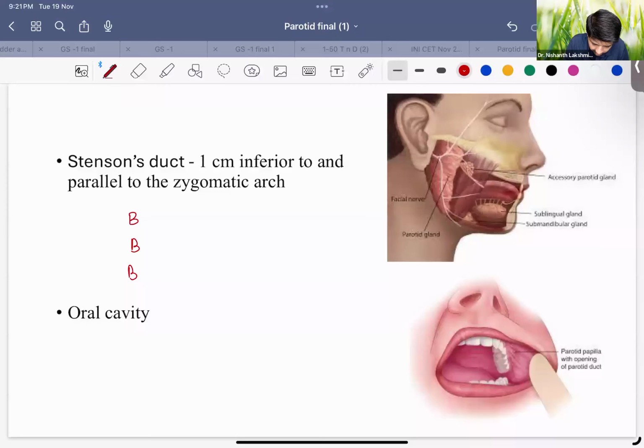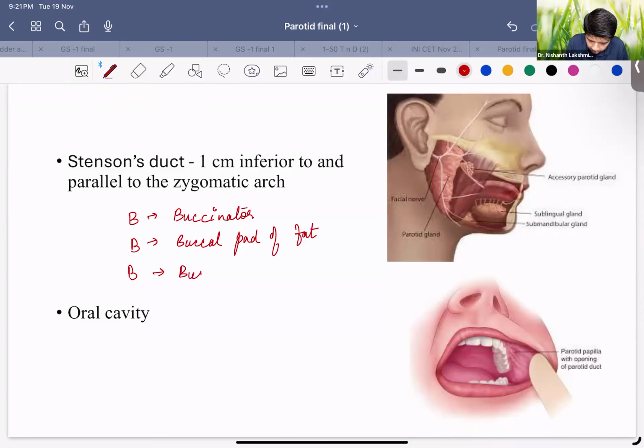Sir, buccal mucosa, buccinator, and buccal pad of fat. Excellent. Buccinator, buccal pad of fat, and buccal mucosa.